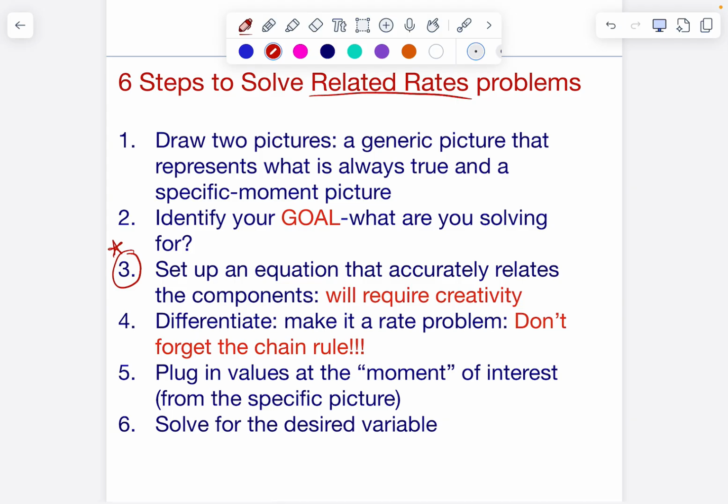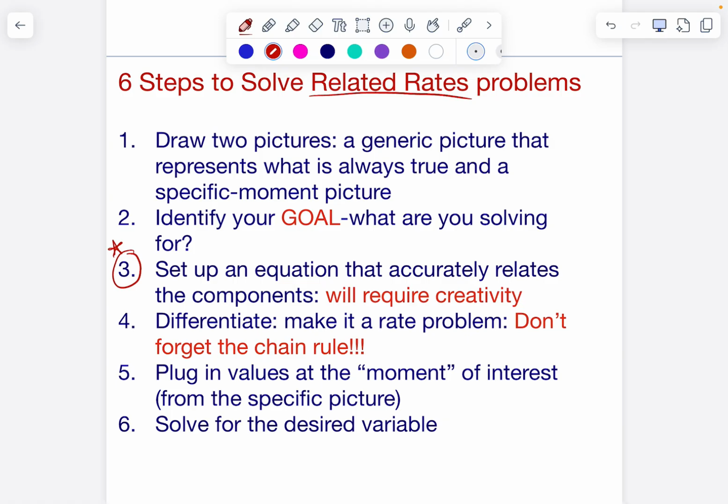Okay, so the last section that we just did, we've been working on steps 1, 2, and 3, with the exception of we didn't draw the specific moment picture because we weren't given information to do that. But steps 1, 2, and 3, that was section 4.4. And then going forward, actually we did step 4 too. We had to differentiate to make it a rate problem. And I put that reminder, don't forget the chain rule. So that was where we did things like dx dt, d theta dt, etc.